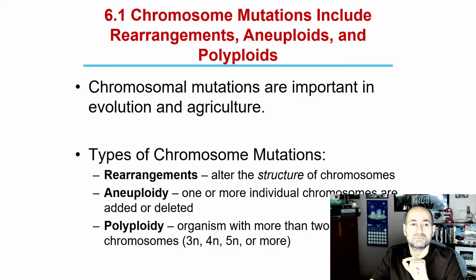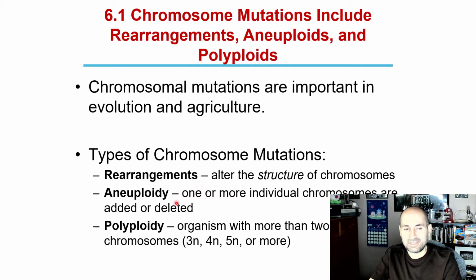mitotic chromosomes there. Now, when we're talking about chromosomal mutations, there are different consequences and different types of mutations as well. We're going to get into those, but these are very important in evolution. They are important in agriculture, and we're going to touch on that. Now, what you can have is rearrangement of the chromosome, where the structure of the chromosome itself is altered.